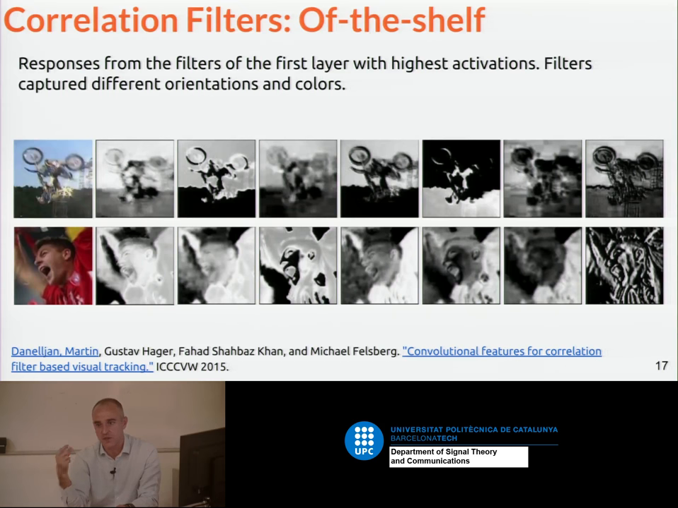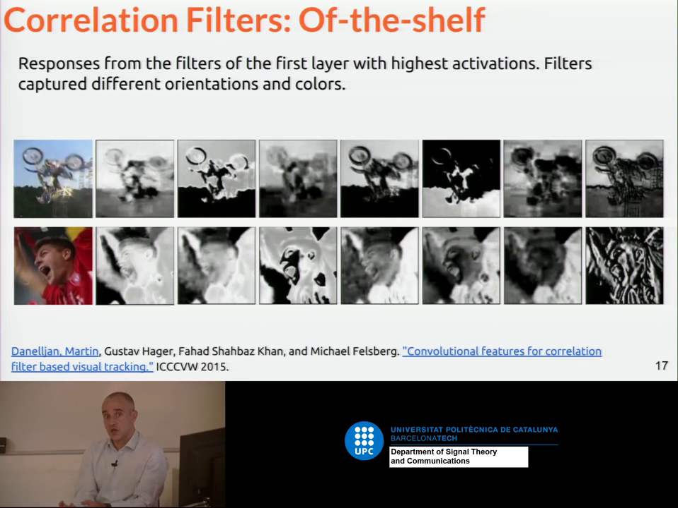If you want to check it out, but if you look at what these convolutional filters look like, you realize that they are some kind of edge and color detectors. And what they observe is that these filters can be useful as correlation filters for tracking. That's the story, okay? And they are still filters trained for another task, for a task of object classification. For image classification.